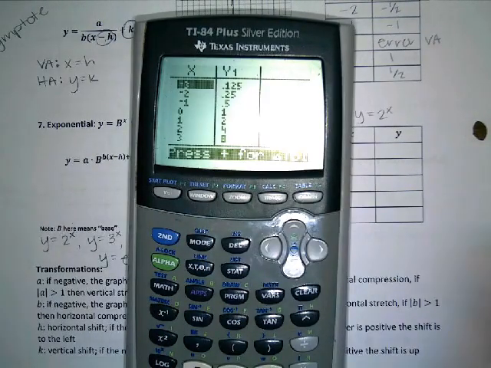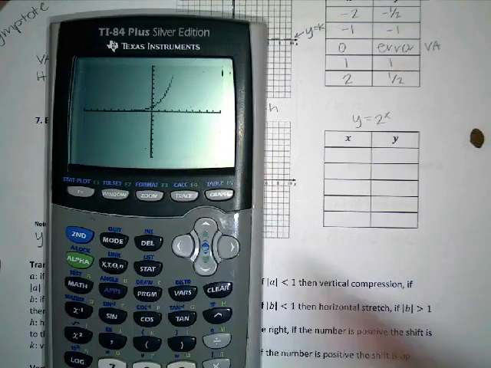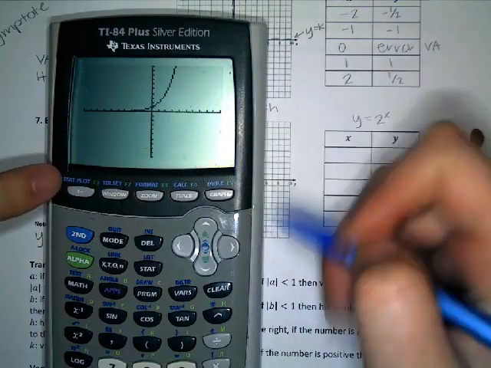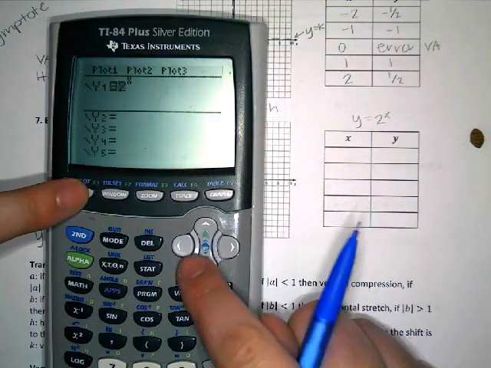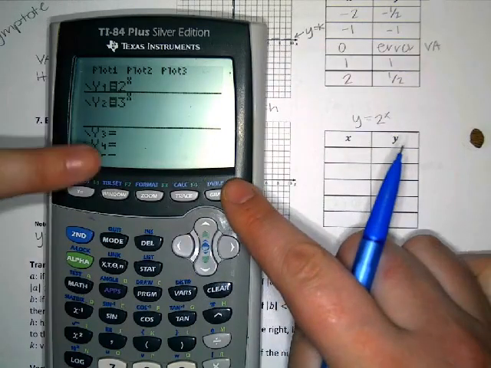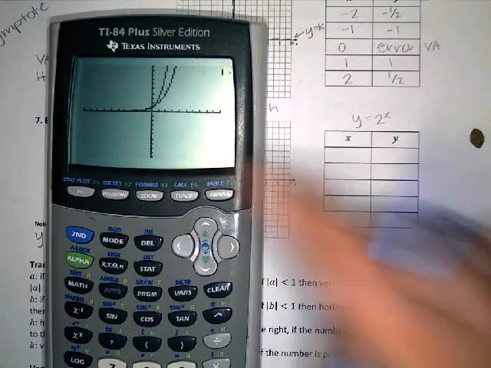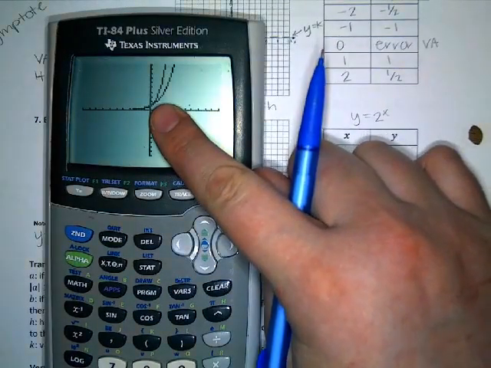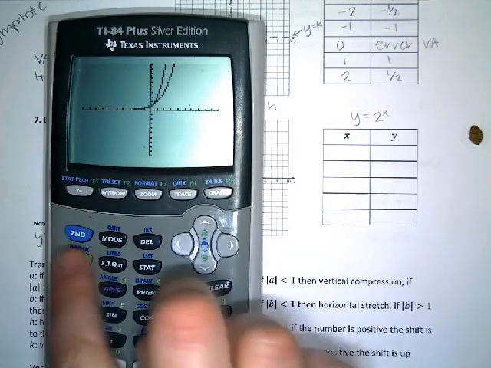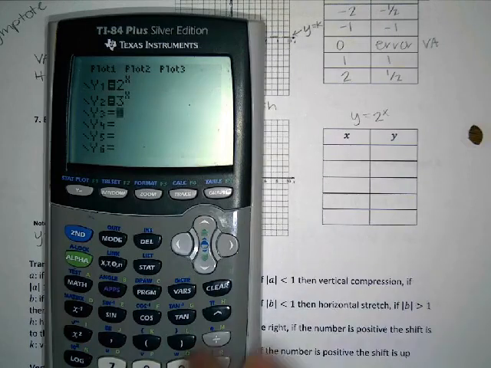Okay, now I'm going to show you guys on mine, you can leave yours the same. I'm going to show you a few different graphs so you can see what's happening. So we had 2 to the x, and now I'm adding 3 to the x. Do you guys see how 3 to the x just made the graph steeper? So it grew more quickly. Okay, let's try 4 to the x. Okay, it grows even more quickly.